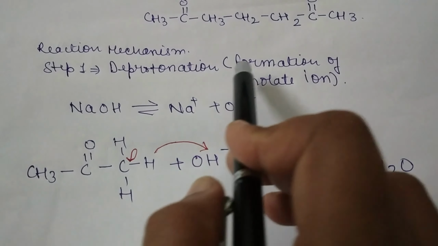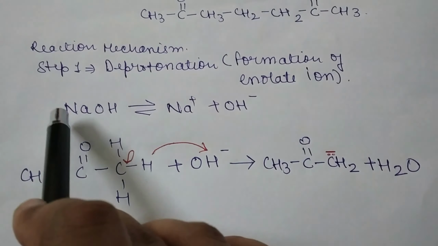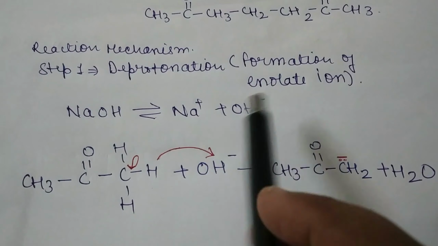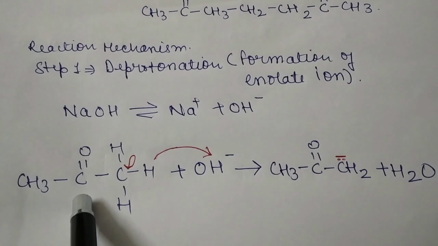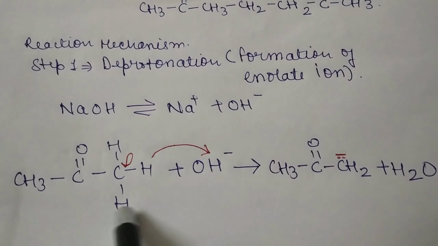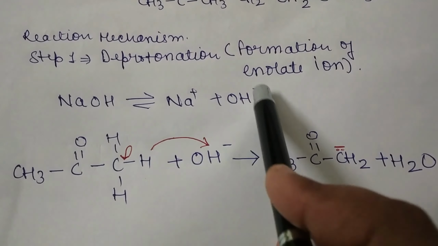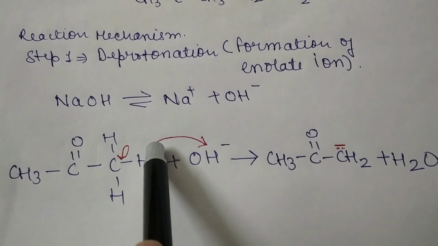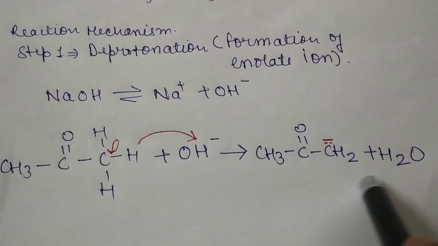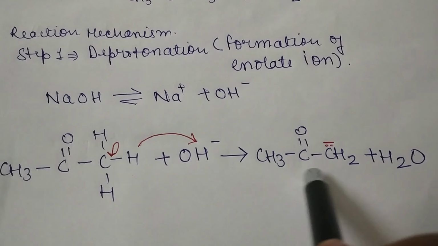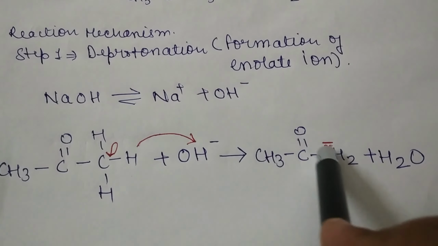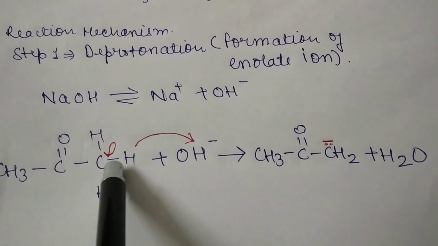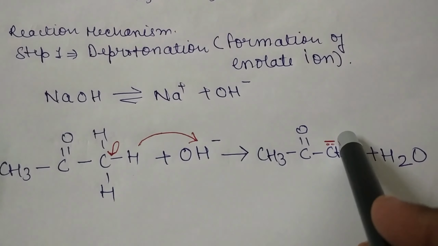First step is deprotonation or the formation of the enolate ion. Here NaOH, which is used as a base, will split into Na plus and OH minus. When it reacts with acetone, CH3C double bond O, and this is the CH3 group. So this OH comes from the NaOH splitting. This OH will take one of the protons present on the CH3 group and will form a water molecule. So this is the formation of the enolate ion, carbon with negative charge. Here one of the hydrogens is taken by OH and the electrons will remain on the carbon, so it will get a negative charge.